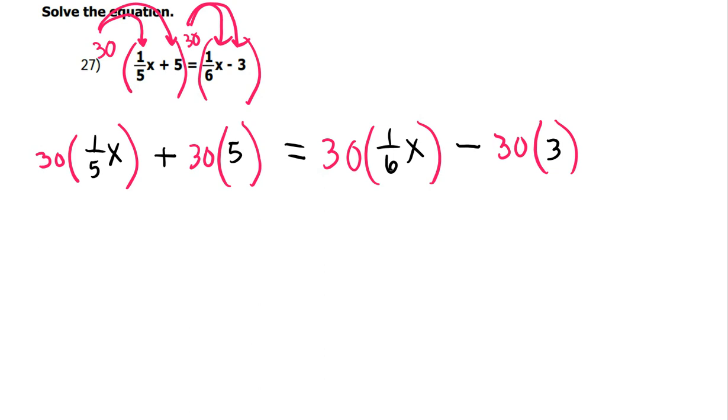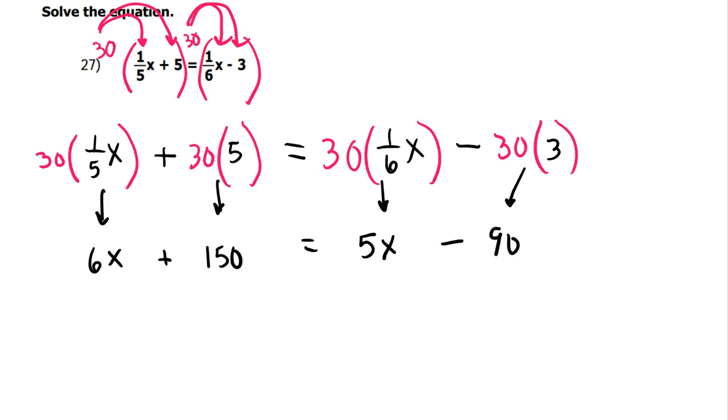Now, on the first one, when you take 30 times 1/5, that's 30/5, and 30/5 becomes a 6. And then don't forget the x. 1/5 of 30 is 6, so it's 6x. Plus, here, 30 times 5, that's 150. Over here, 30 times 1/6 is 30/6, but 6 goes into 30 5 times, so this becomes a 5x minus, and then 30 times 3 is 90. And the fractions are gone.